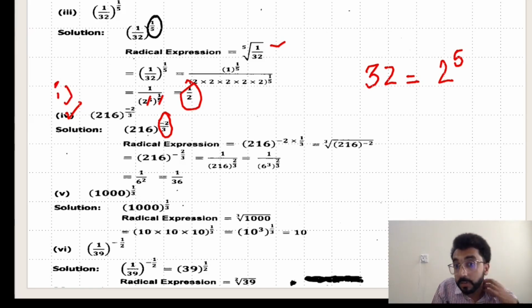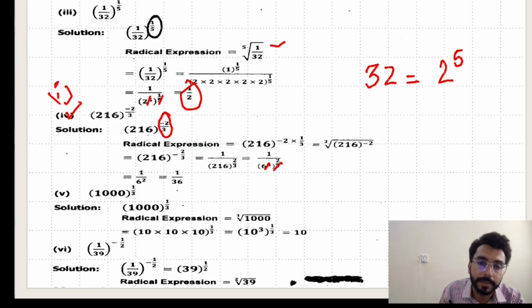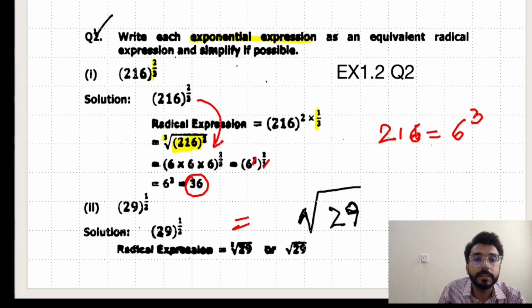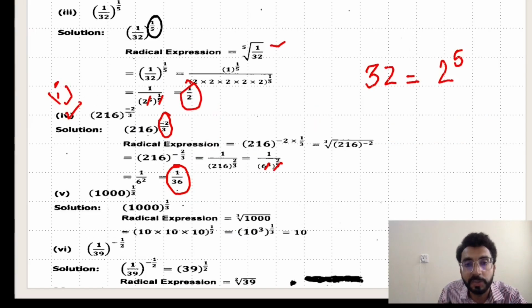The only change is that a negative exponent is given here. 216 can be written as the cube of 6. By cancelling the 2 and 3, we get the answer 1 over 6 squared, which becomes 1 over 36. So let's look at the answer of the first part. In the first part, the answer is 36, and in the fourth part, because the exponent is negative, we get the answer 1 by 36.